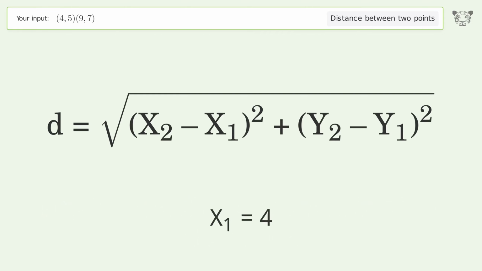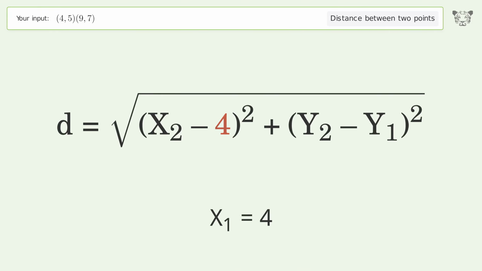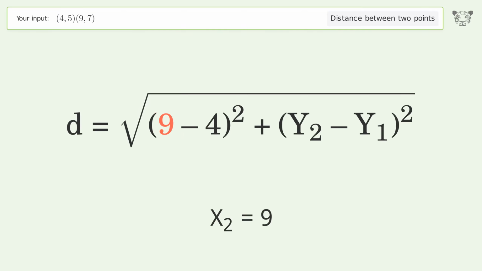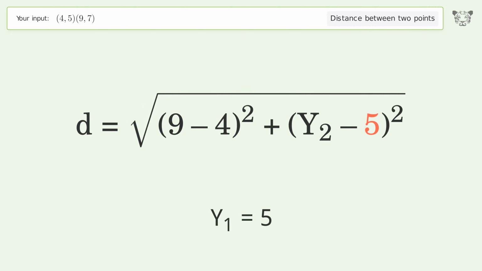x1 equals 4. x2 equals 9. y1 equals 5. y2 equals 7.